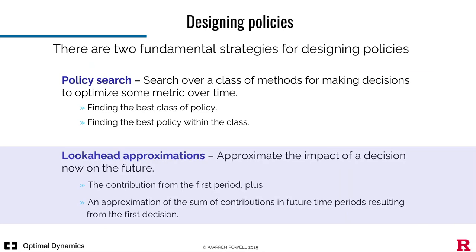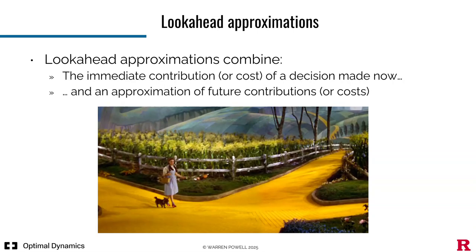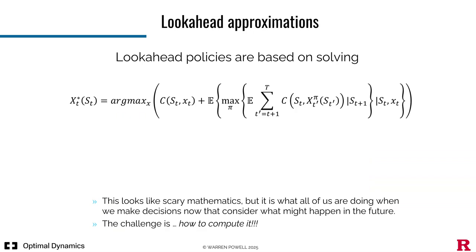Okay, let's go to the second category, look-ahead approximations. This is where I'm going to make a good decision by approximating the impact of the decision now in the future. Once again, this divides into two classes of policies. I like to view this as Dorothy in The Wizard of Oz trying to find her way to the city of Oz.